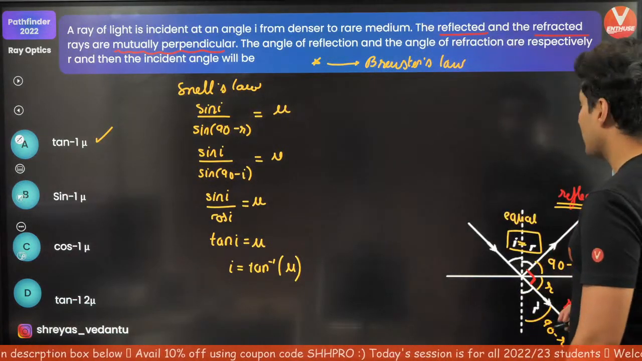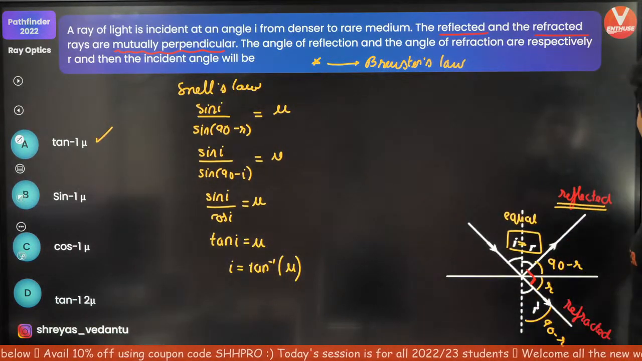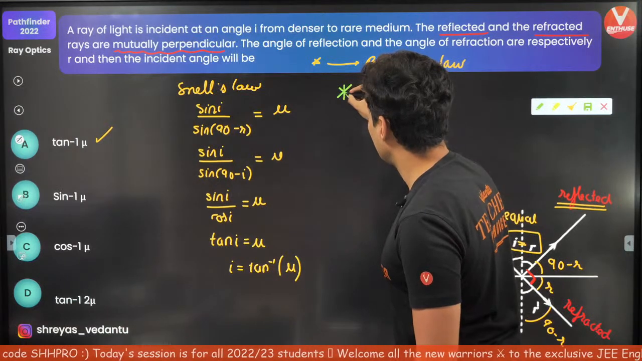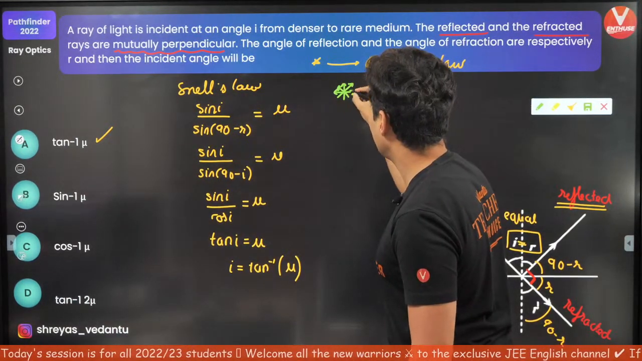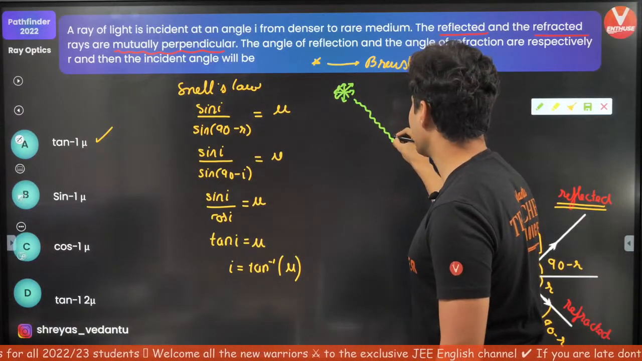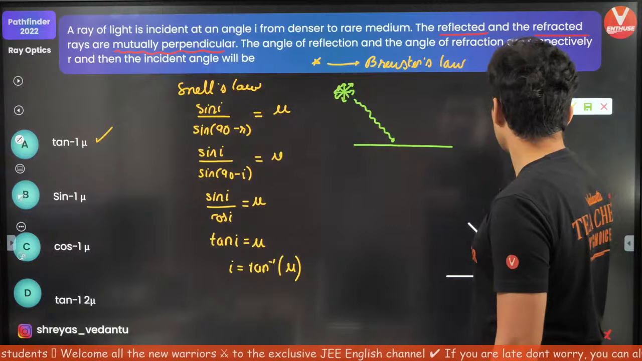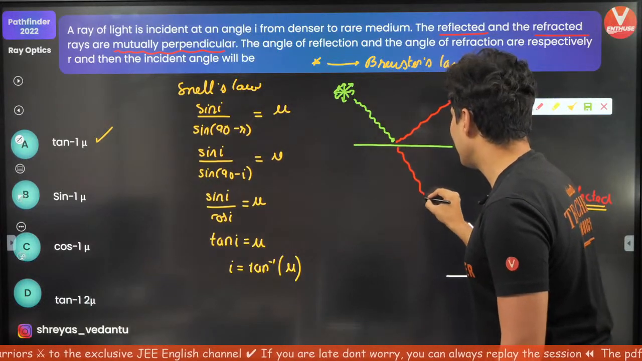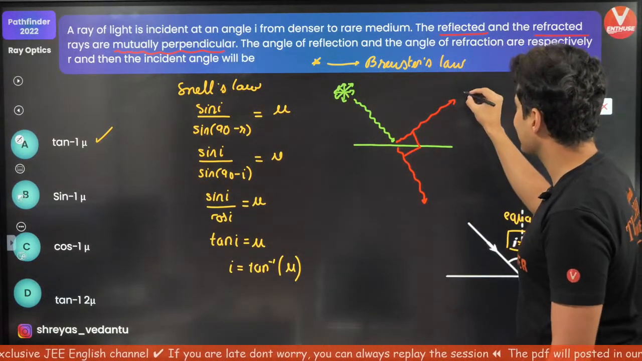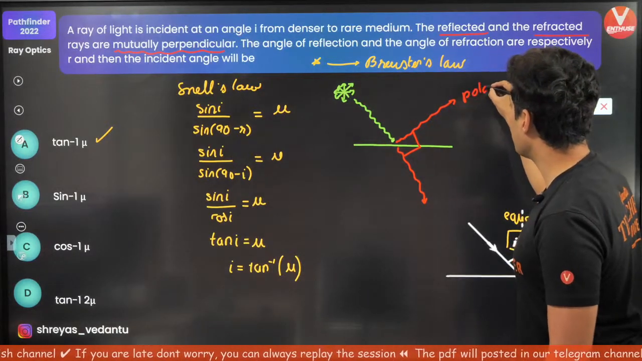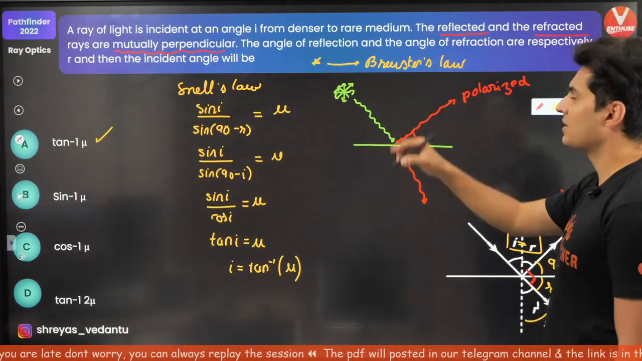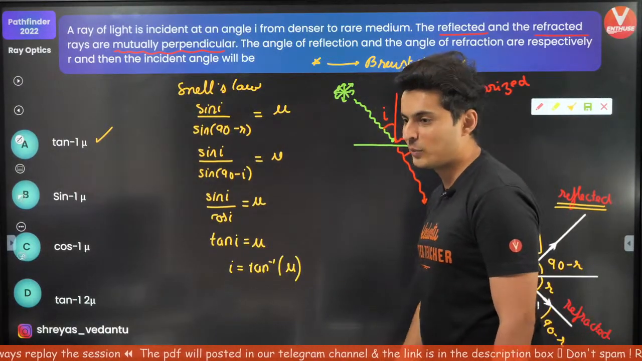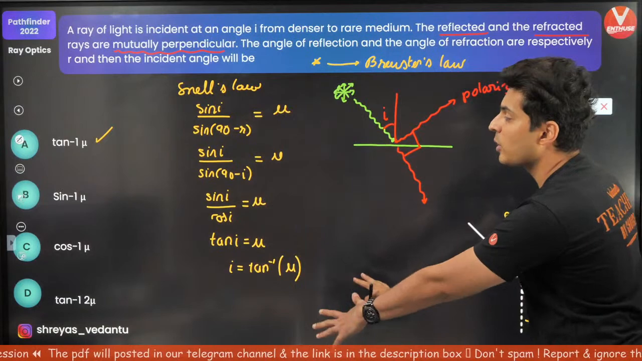Remember, in that particular topic of polarization, I had mentioned that if you have unpolarized light which is incident on some surface, and the refracted and the reflected light are at 90 degrees, then this light is basically going to be polarized in nature. This was your Brewster's law, if you remember it correctly, and that happens exactly at this angle. Tan of I is equal to mu. Okay, very, very important. So that's why this problem is significant.